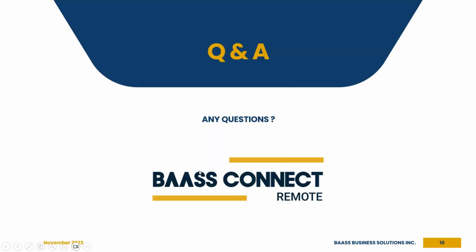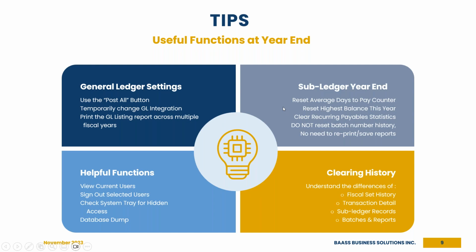Just before we get to questions, I wanted to point out that there is a year-end close in the subledgers themselves. So this session we talked about closing out in the GL. There is a close in those subledgers, accounts payable and accounts receivable. You would use this to reset the average day to pay counter. So that's in statistics. And also there's a statistics that has the highest balance this year, the highest balance last year. Those don't automatically roll over.